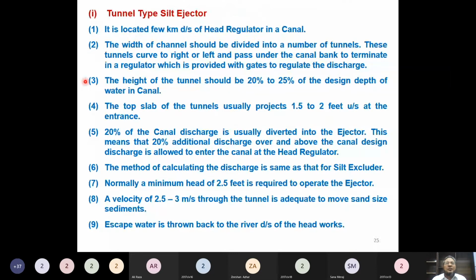And how much, by the way, do we keep the height of the tunnels? How much should the height of the tunnel be? Sir, 20 to 25% of the depth of flow in the canal. By the way, how much do we keep the depth of the silt excluder? Do you remember anything? Yes, sir. Sir, the crest level of the silt excluder should be the same as that of the head regulator. Yeah, that is the crest of the head regulator. How much depth do we keep? Depth of the tunnels?